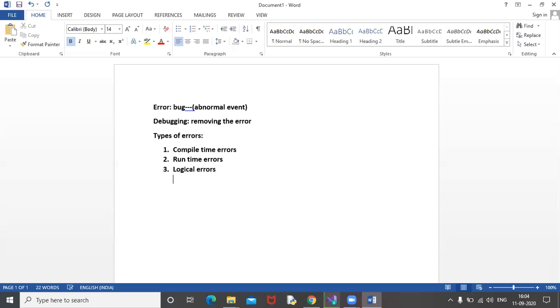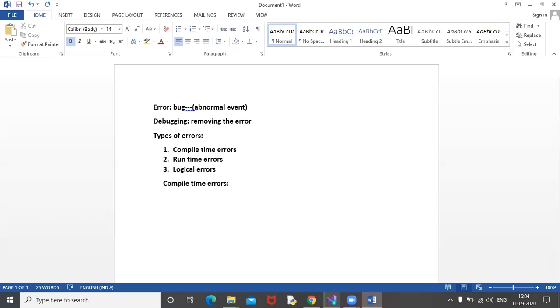Let us see compile time errors first. What are these compile time errors? As the name itself tells, these occur during the compilation of the program. Simply, they occur during the compilation of the program.